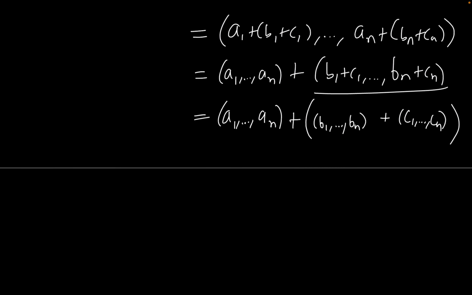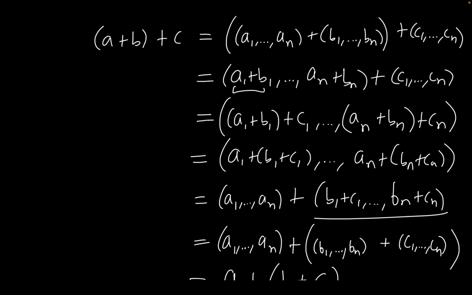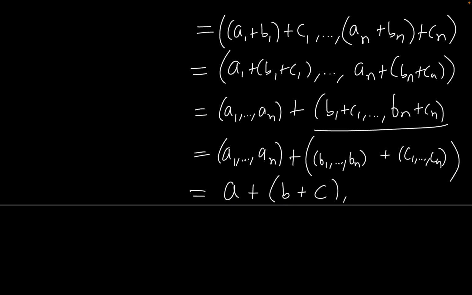Now you notice that we have everything we need, and all we need to do is replace a1 through an with a as we defined, b1 through bn with b as we defined, and c1 through cn with c as we defined. And so we get a plus b plus c, where a and b are added first and their sum is added to c, is equal to a added to the sum of b and c. So that is what we wanted to show, and that is what is desired. And so with that, we can say that we are done with the proof.